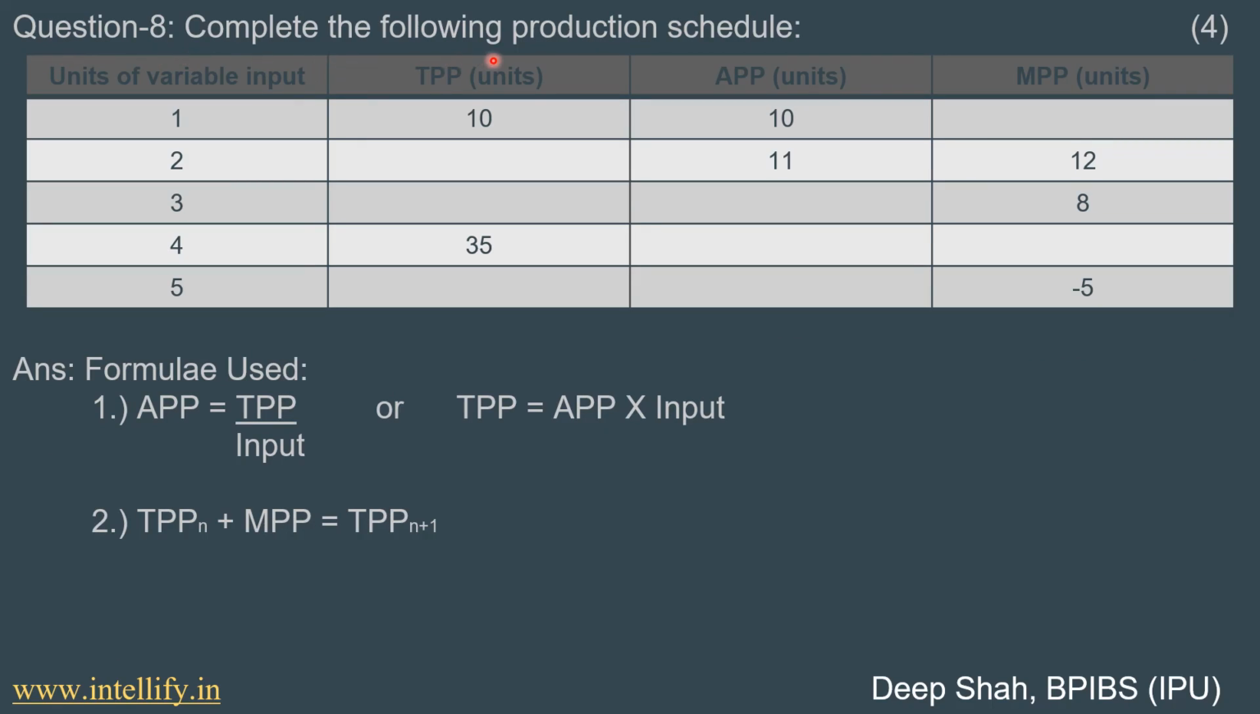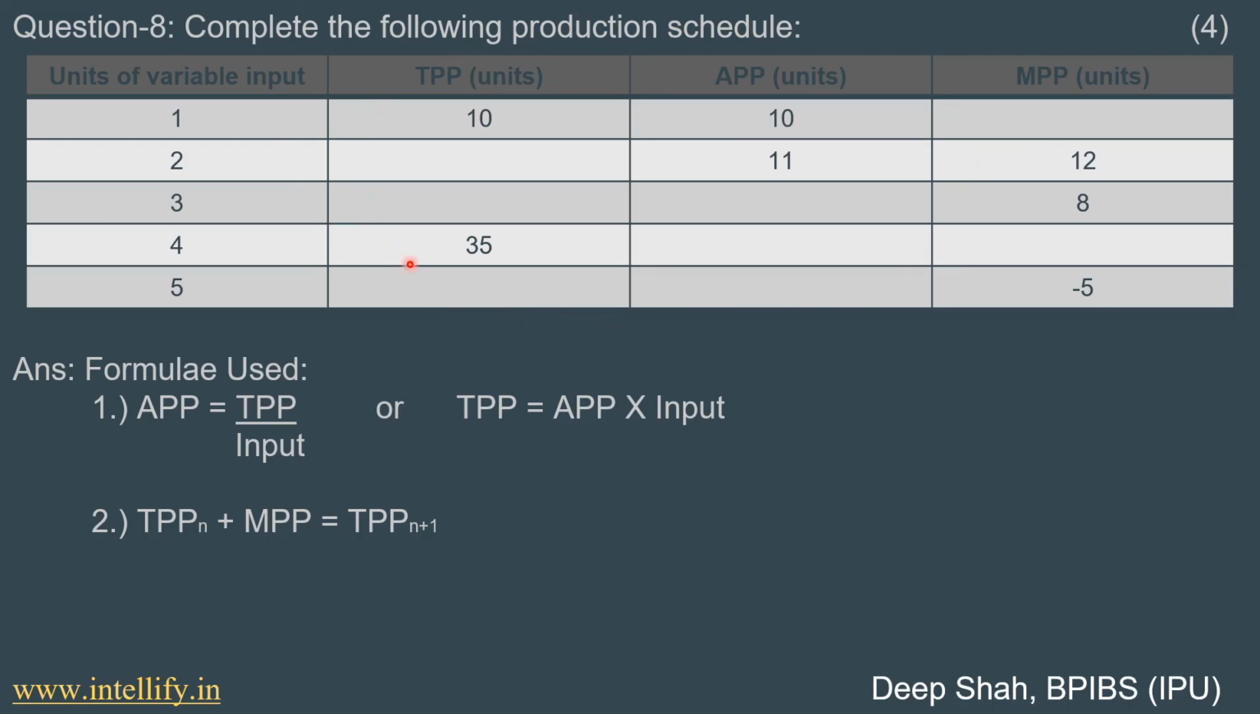Question 8. Complete the following production schedule. So we are given units of variable input, that is 1, 2, 3, 4, 5, and we have to calculate the TPP, APP and MPP. Here TPP, that is total physical product, is the same as TP, that is total product, and the same is the case with APP and MPP.